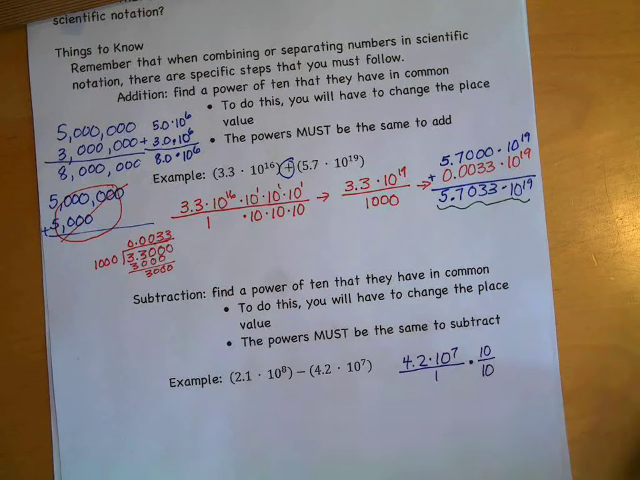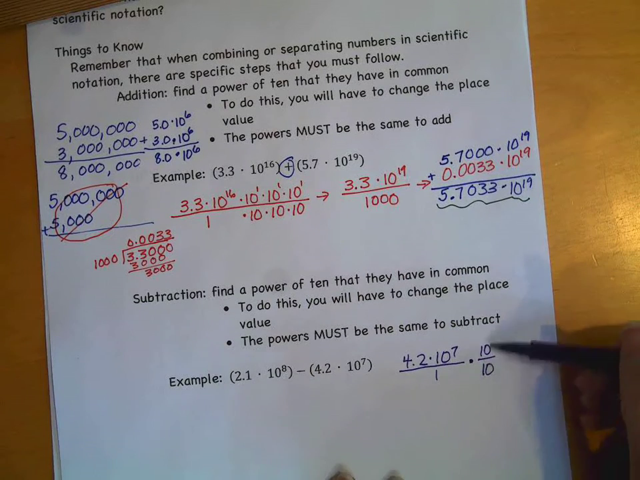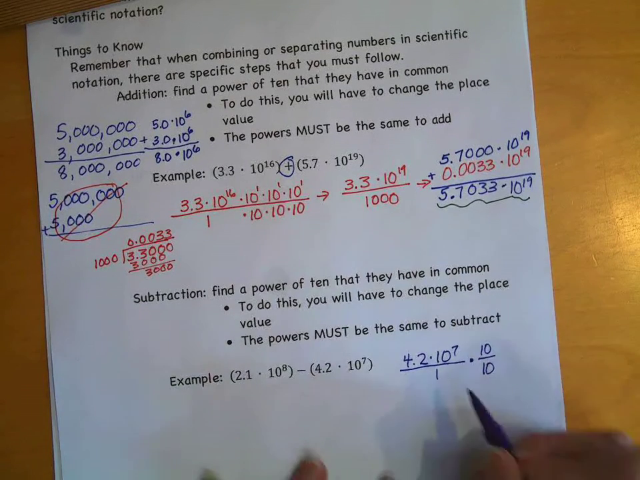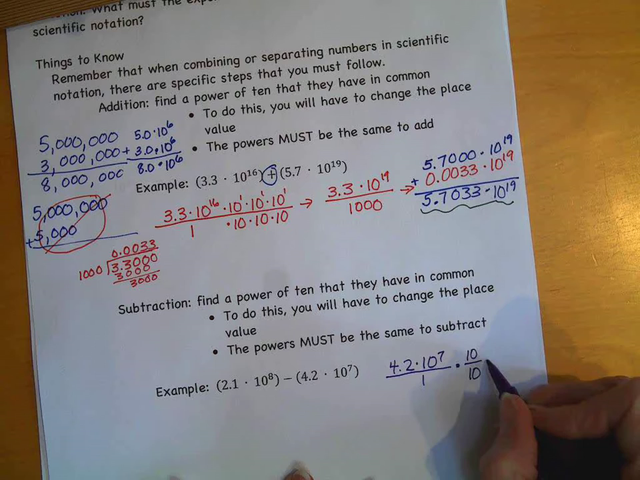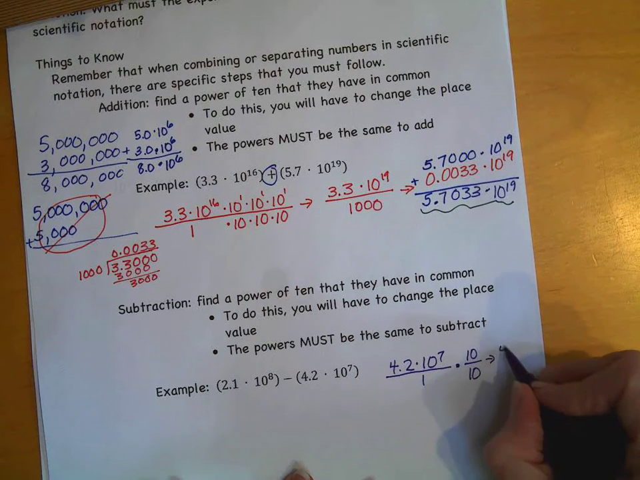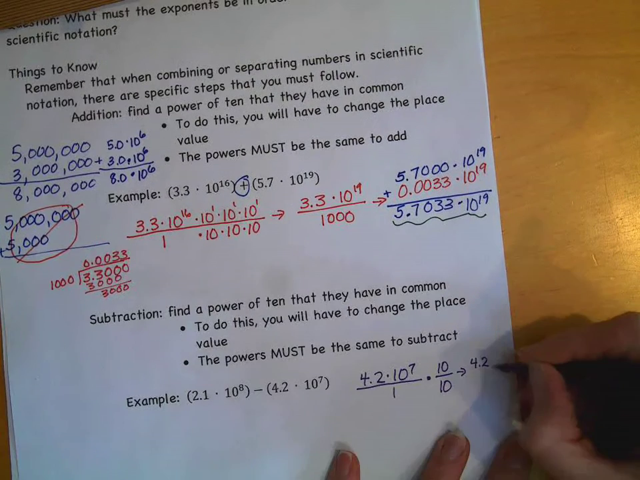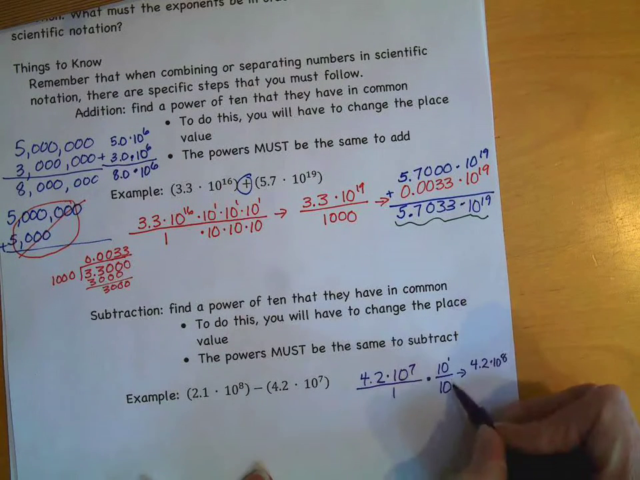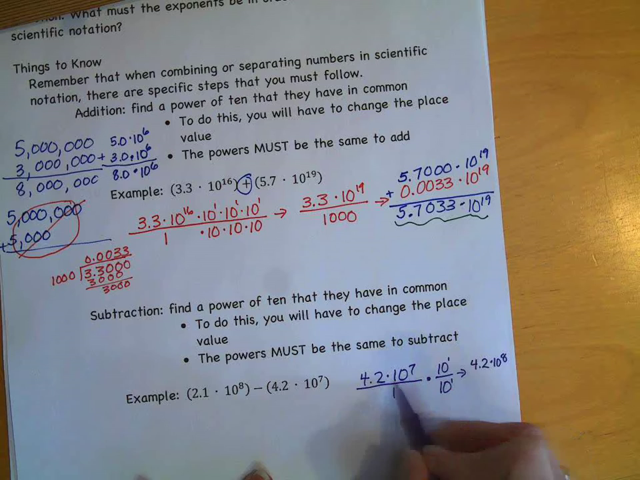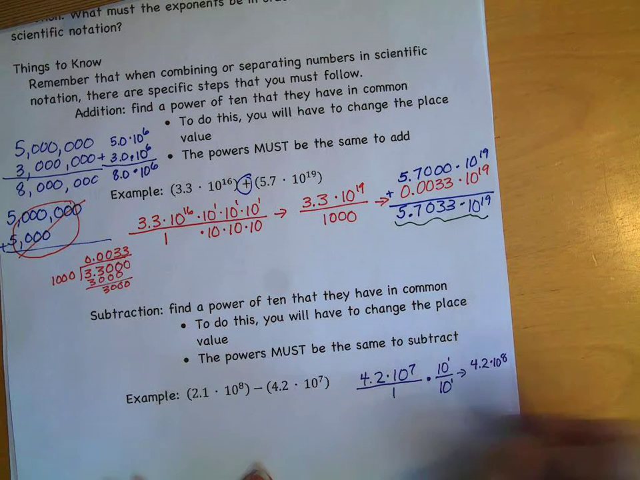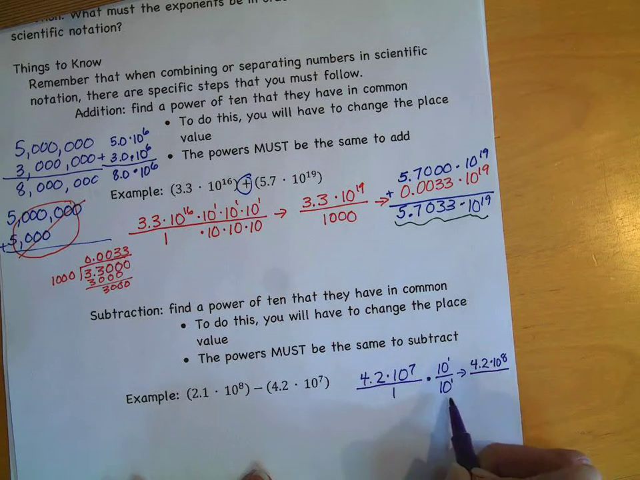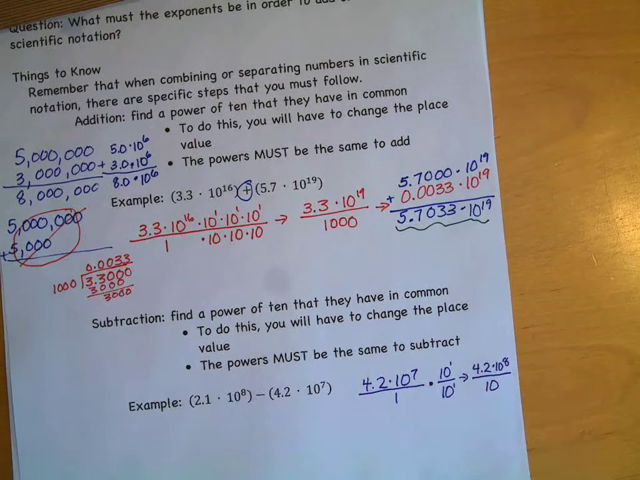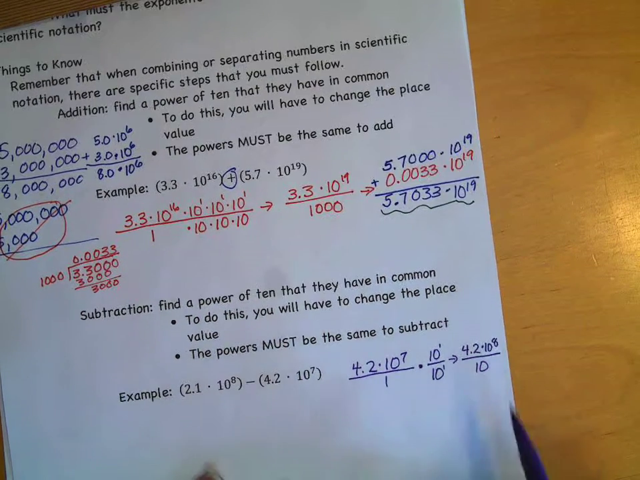We're going to multiply it by a 10, which is really not a real 10. It's actually just a 1, right? But when we do that, our outcome is now going to be 4.2 times 10 to the 8th, because remember, this is 10 to the 1. So the bases are the same. Add the exponents, so that's now an 8th. But on the bottom, we have 1 times 10, which is 10.